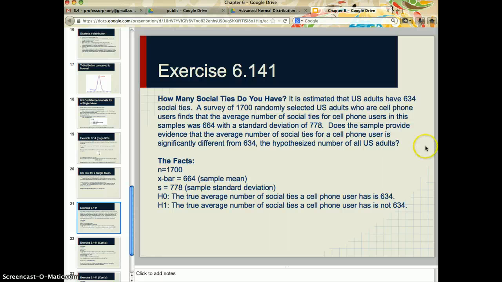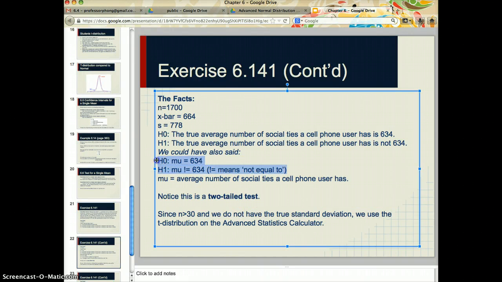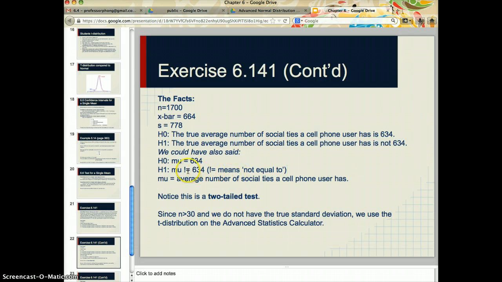Now the question is, from the sample, we have a mean of 664, which is higher than 634, but is it enough that we can conclude or support the claim that in general, the average number is different from 634? These are the facts. Our hypotheses, stated explicitly, are: the true average number of social ties a cell phone user has is 634, or the true average number of social ties a cell phone user has is not 634. So this is a two-sided extreme. We could have also written it this way. Note I use the exclamation point equal sign to mean not equal to. Just easier to write.